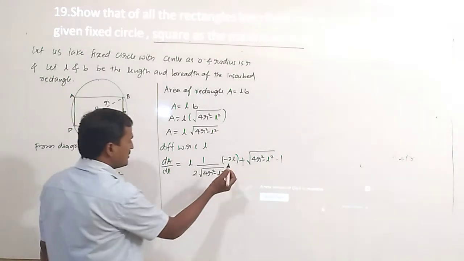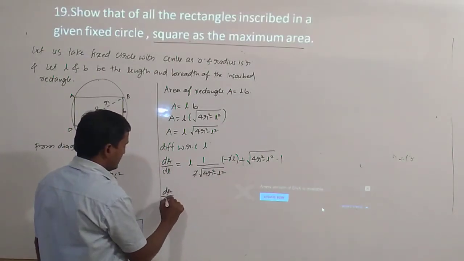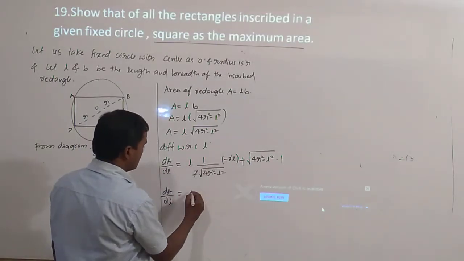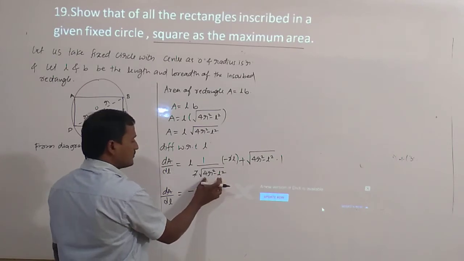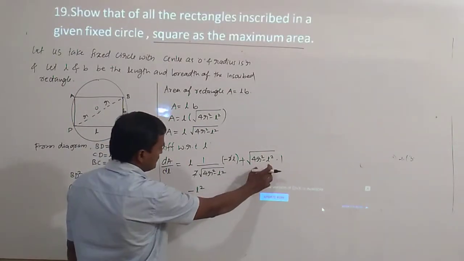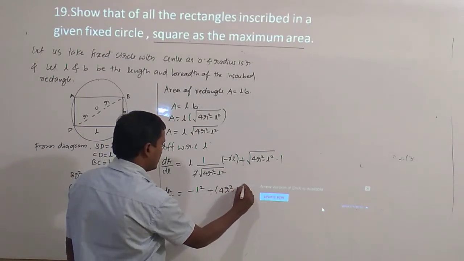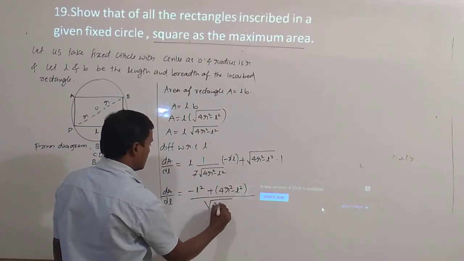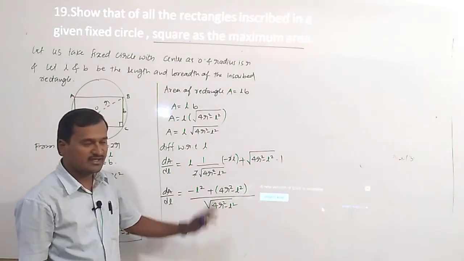Okay, here you should observe, 2 and 2 will get cancelled. So dA upon dL means clearly it is minus L square, and take the root of 4r square minus L square to this side, so clearly here we are getting 4r square minus L square divided by root of 4r square minus L square, because here I have taken the LCM, right.